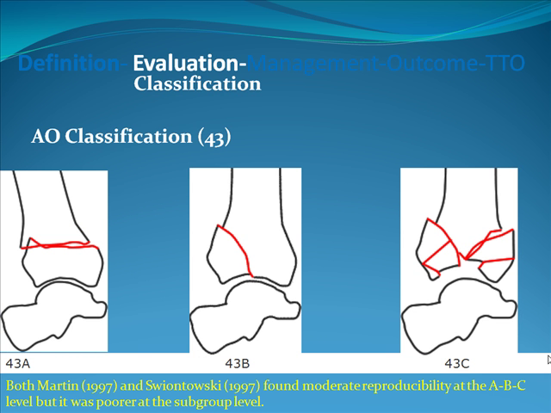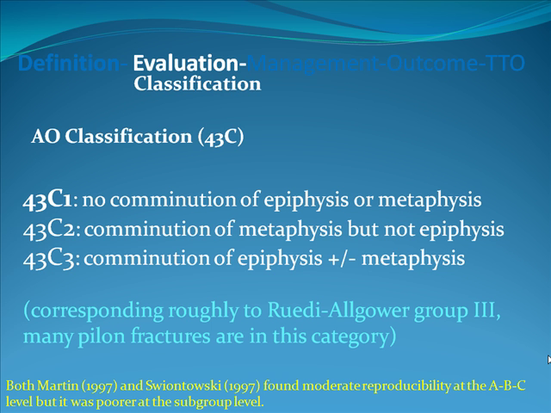AO classification: the segment that forms the pilon part is segment 43, and again, as with all other AO classifications, A is extra-articular, B is partially articular, and C is completely articular. Type C is further classified into C1, C2, and C3. C1, there's no comminution of the epiphysis or metaphysis. C2, there's comminution of the metaphysis but sparing of the epiphysis, while C3 is comminution of the epiphysis plus or minus the metaphysis.